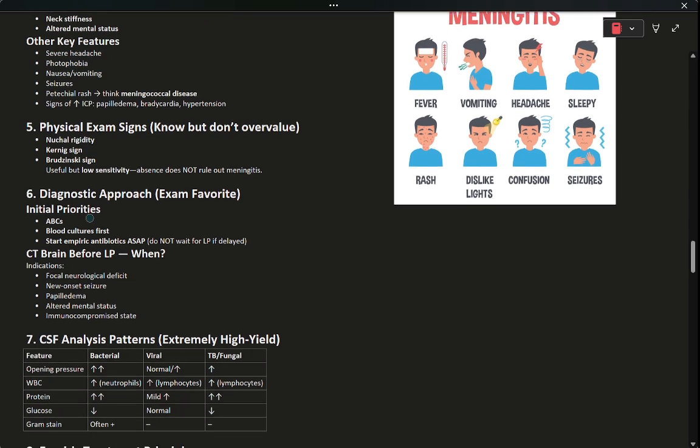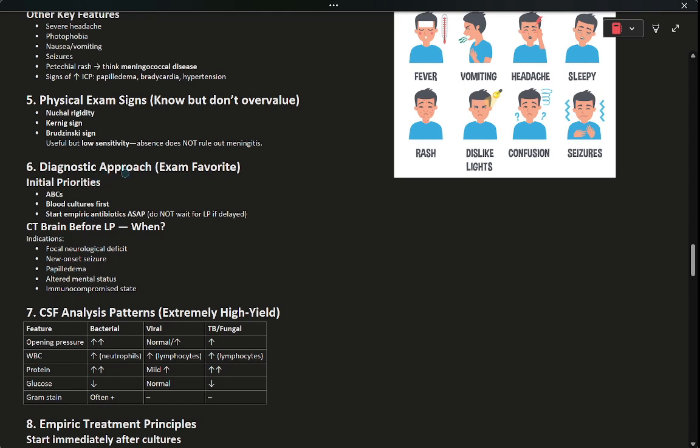Alright, so for diagnostic approaches, always consider the initial priorities with stabilizing the patient.